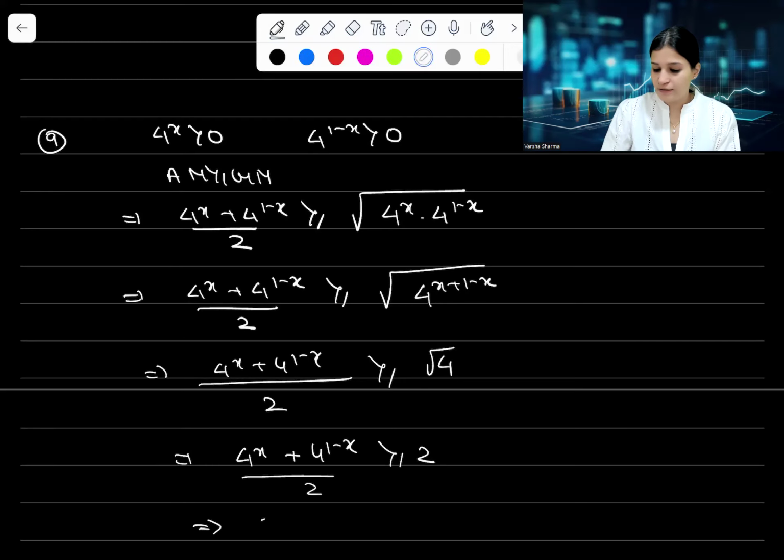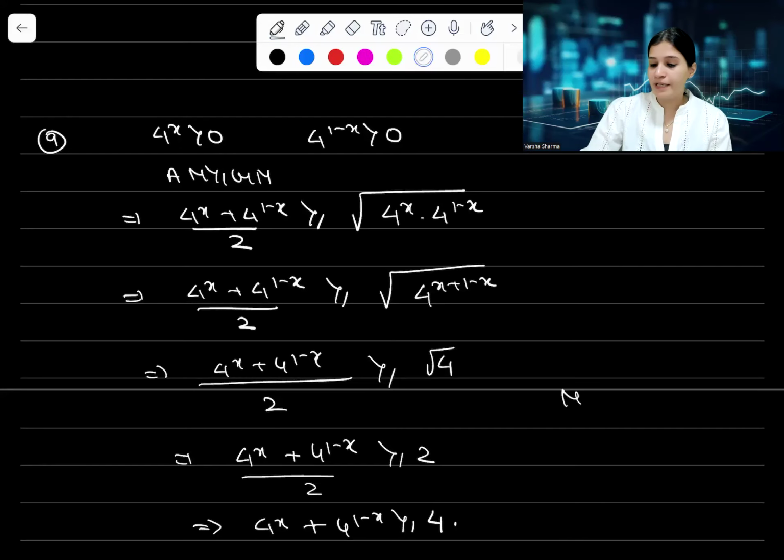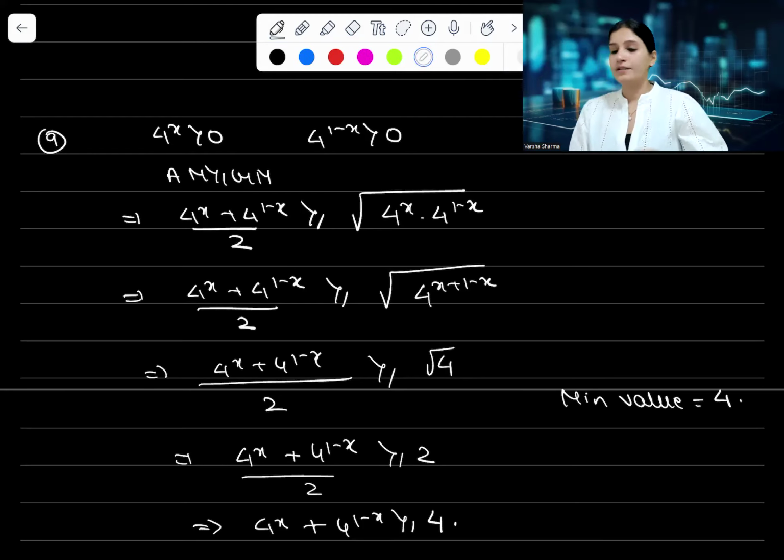2 goes to the other end. So the minimum value would be 4. The minimum value would be 4. Done? So that's the end of the sequence and series chapter.